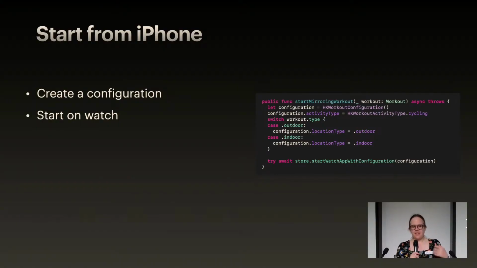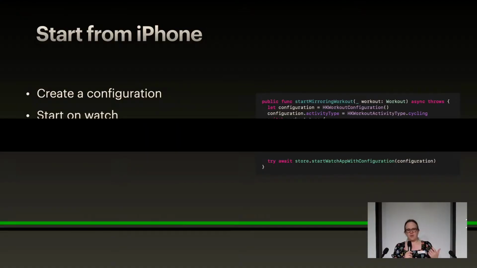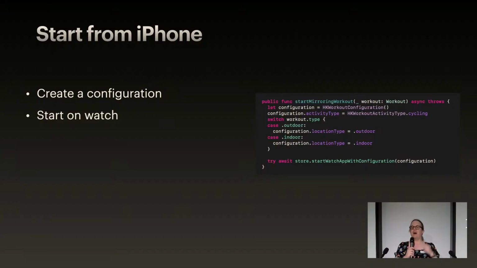Okay, so from your phone, you've gone, yep, I want to start a workout. So what you do here is you get this workout configuration. You tell it what type of activity it is, outdoor, indoor, a few other things based on the activity. And then you say to the HKHealthStore instance, go ahead and start this configuration on the companion device.